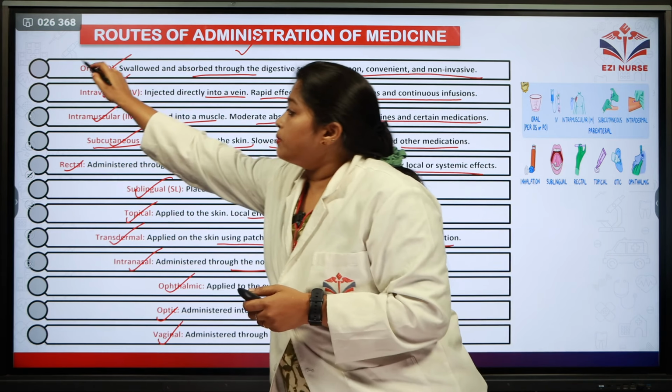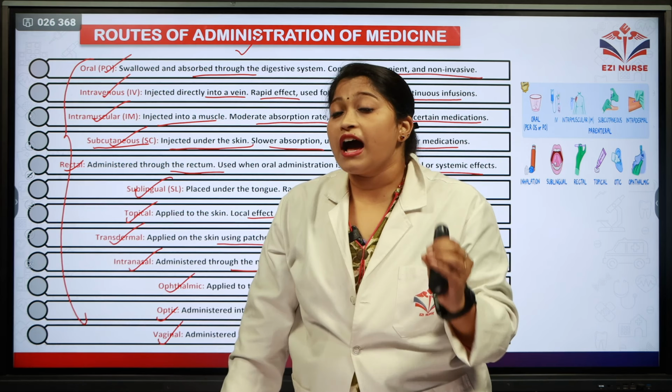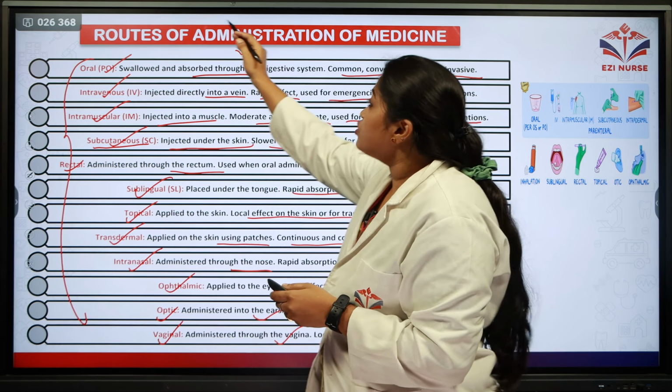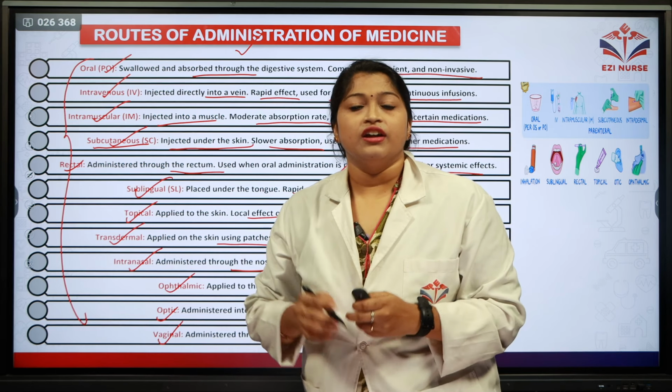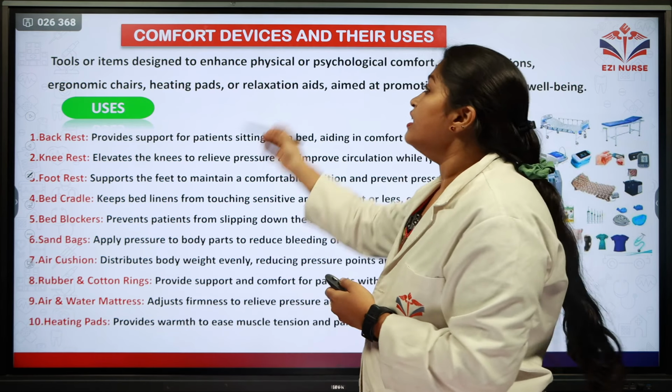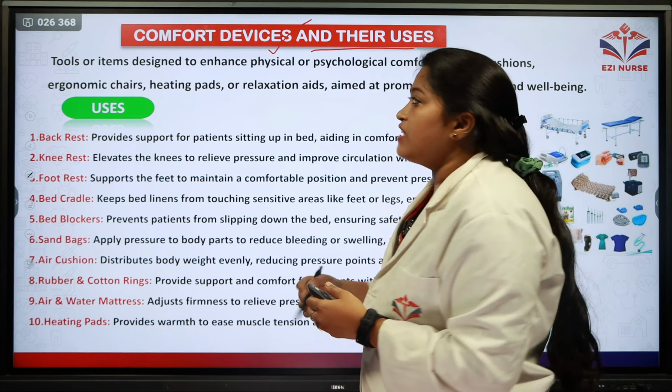So this is also one of the most important questions which can be asked for a 5-marker, the routes of administration of medication. So let's move on to our third question, that is comfort devices and their uses.